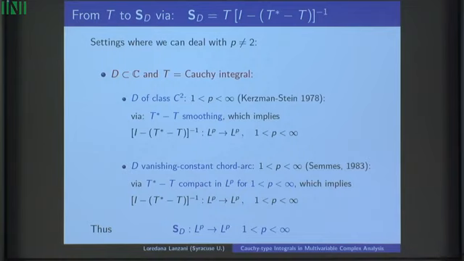Now, if you reduce the assumptions to vanishing constant chord arc, which includes the case when the domain is of class C1, then the difference will not be smoothing, but it will still be very good. It will be compact. The operator theoretic analog of the function being uniformly continuous as opposed to continuous. And once you have compactness, and that will hold in LP for all P, again, you get invertibility. And so in these instances, you are able to solve the LP regularity problem for the orthogonal projection in the full range by way of comparison with the non-orthogonal projection.